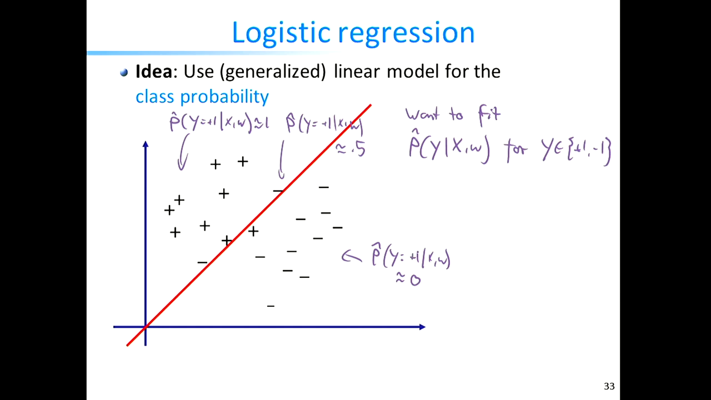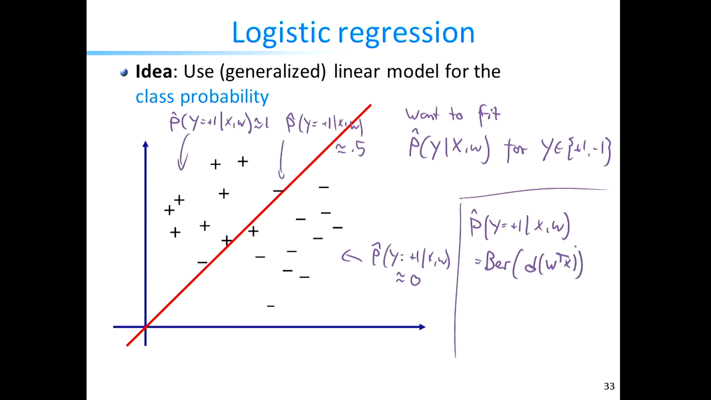Now the question is how to capture this noise model. One way to do it is to model p hat of y given x and w. I model the probability of the positive class, y equals plus 1, given x and w, as a Bernoulli distribution. That's the probability of a coin flip, with the probability of heads, which I associate with plus 1 here, being given by some function of which side of the hyperplane we are on.